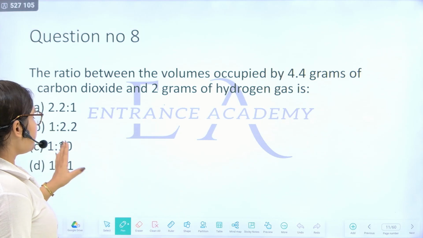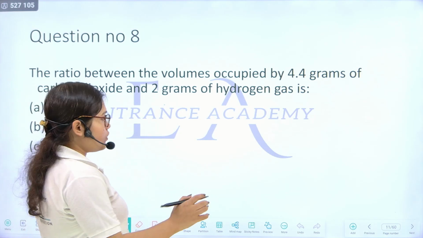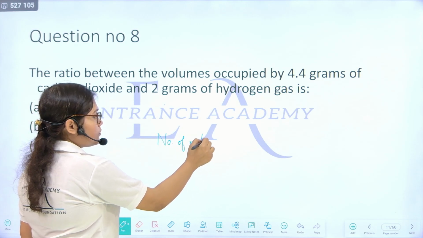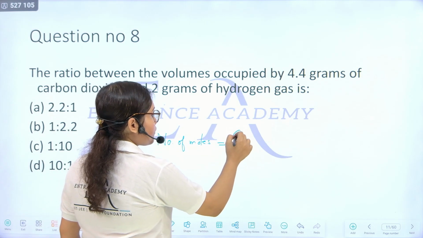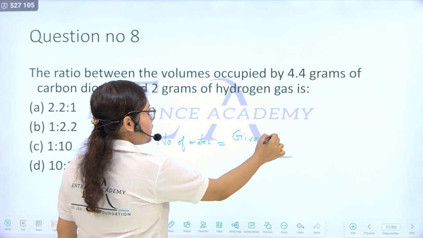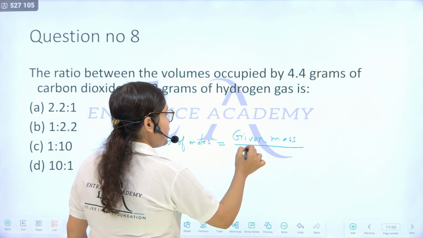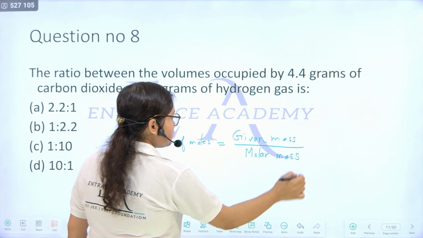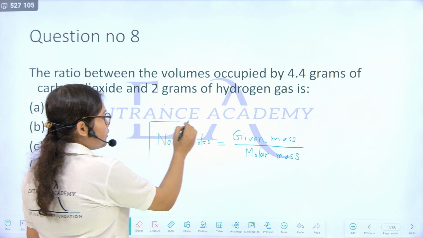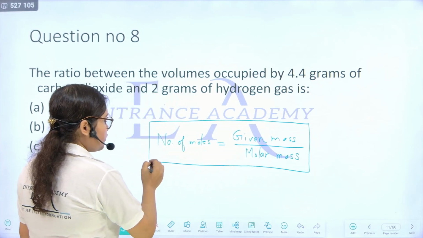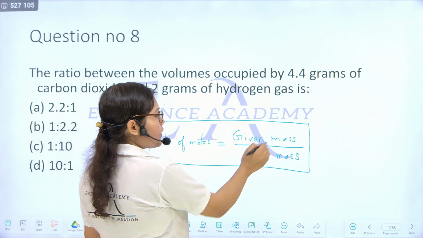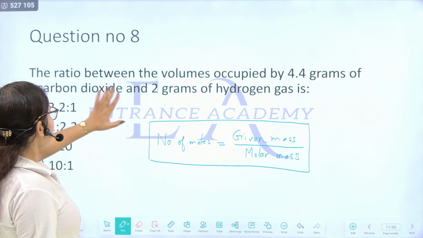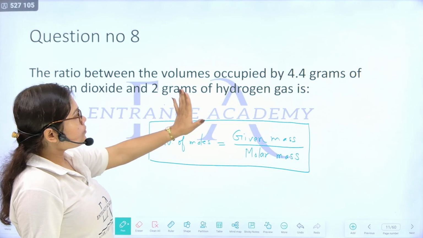So first you need to know the formula of number of moles. Number of moles is given mass by molar mass. Most important type of question, like this: number of moles is given mass by molar mass. So in this question, the volumes occupied by 4.4 grams of carbon dioxide and 2 grams of hydrogen gas.